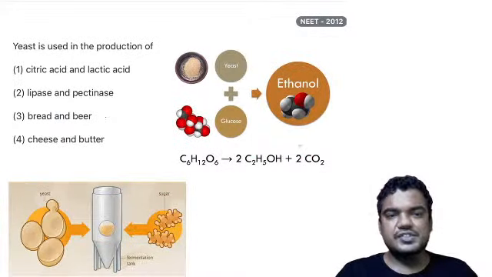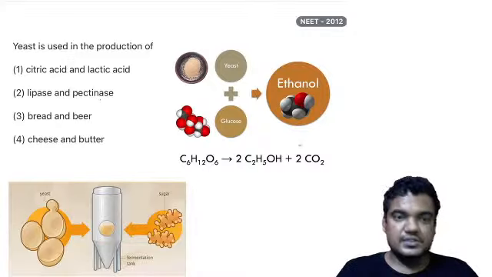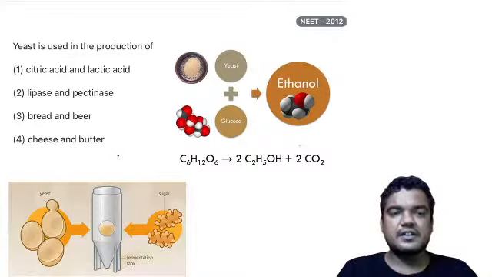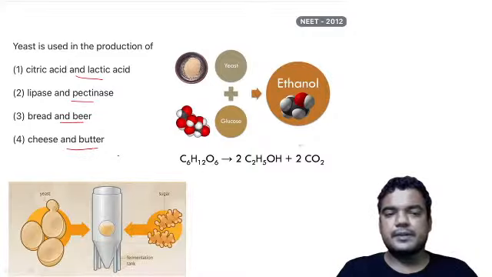Yeast is used in the production of what? The question may also come like this: Saccharomyces is used in the production of what? The options that are given for this question are citric acid and lactic acid, lipase and pectinase, bread and beer, cheese and butter.